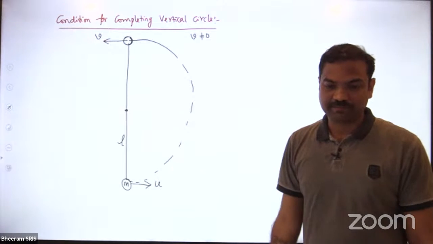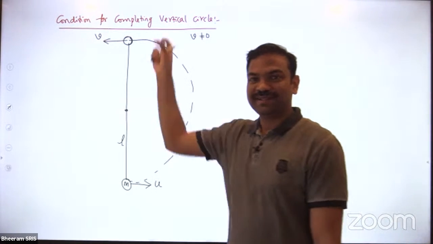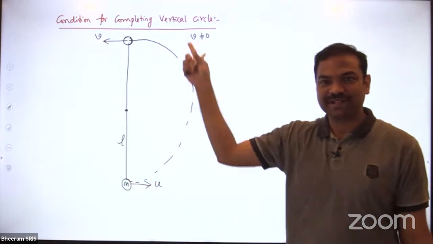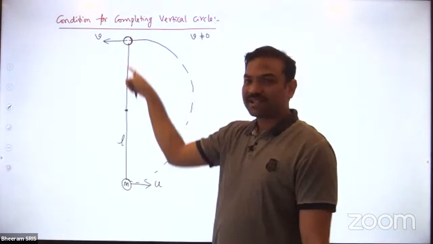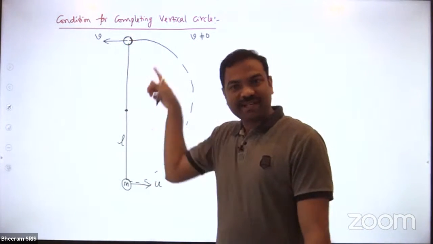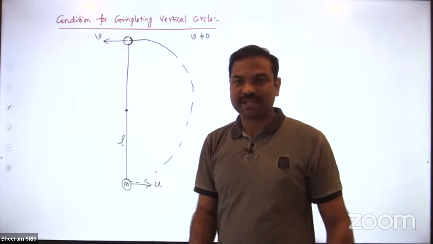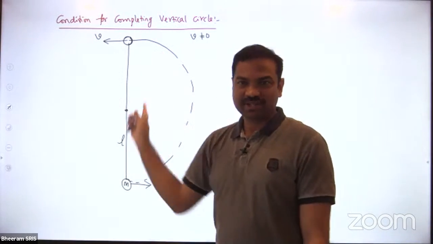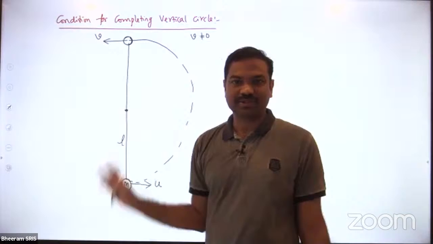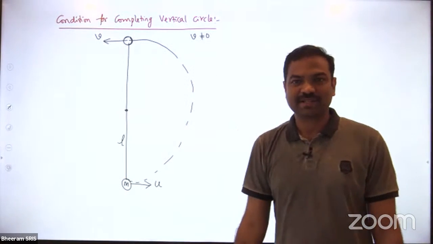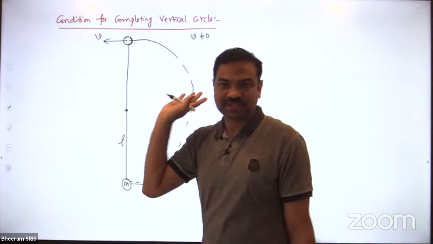Otherwise, what will happen? The pendulum will fall down. Because if velocity is zero, gravity will act, and the string tension is also acting downward. Then it will fall down and the string will become loose, which means leaving the circular path. It's something like the leaving-the-circular-path concept. So the v value should not be zero first of all.